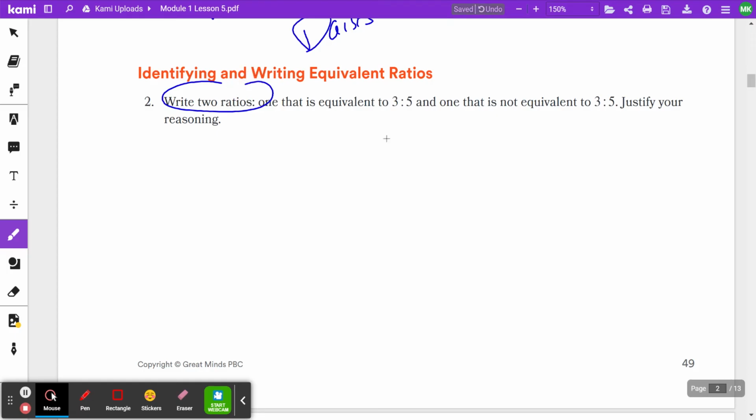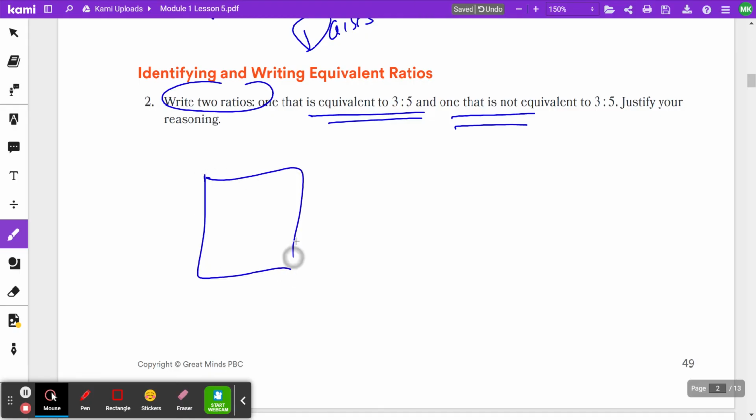All right, so write two ratios, one that is equivalent to this guy and one that is not equivalent to that ratio. Okay, well, let's make one that is equivalent. That's not so bad. Okay, so we have a 3 to 5. And all I need to do is pick a constant. What would you like to multiply by? As long as you multiply both sides of this, or both values, by the same value, we're good to go. So how about a times 3?